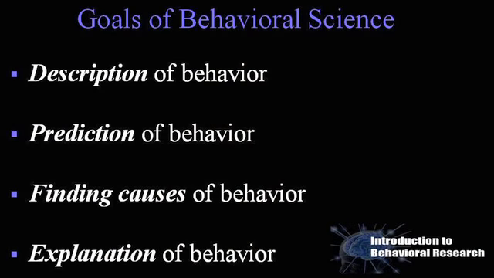So we have four goals of behavioral science, okay? Description of behavior, prediction of behavior, finding causes of behavior, and the explanation of behavior, okay? Can you give me some examples of each goal? How about the description of behavior?